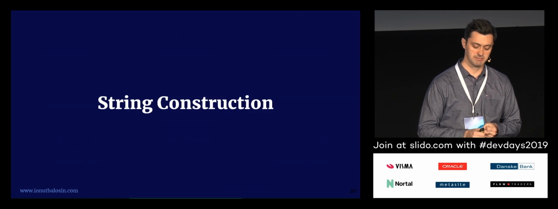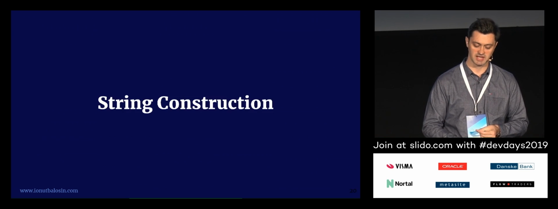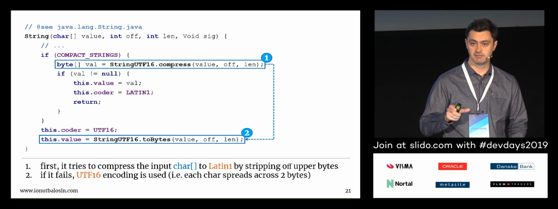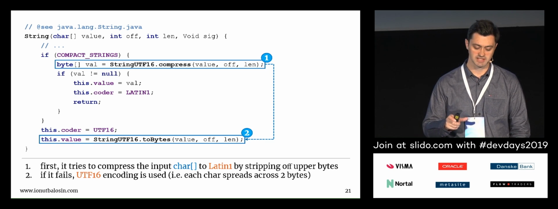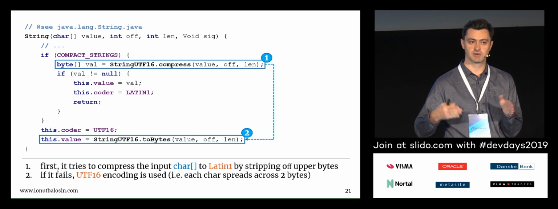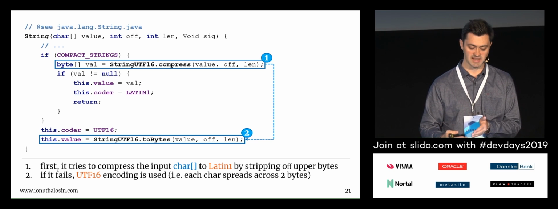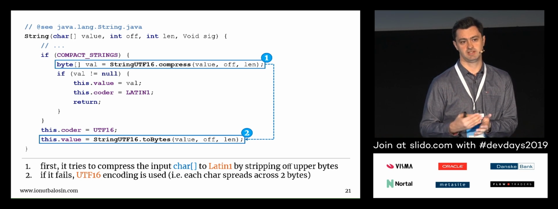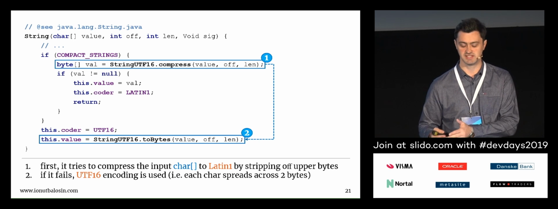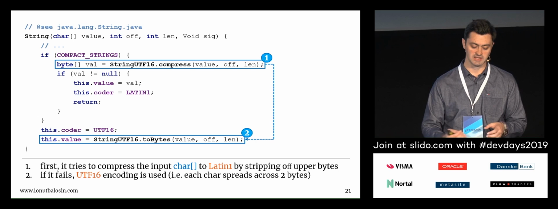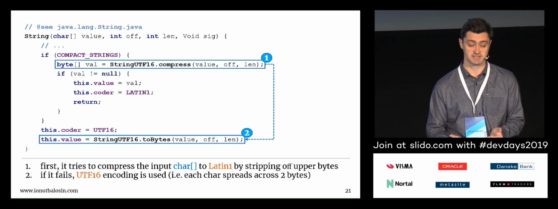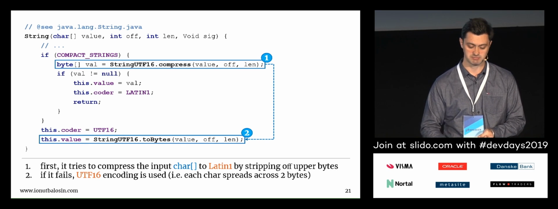An interesting example is how the string is constructed under the hood. This is a method from the JDK, from the Java String.java source class, and you can see here that by default, the compact scheme is enabled. So every time you try to create a string, it tries to compress it. It's the one marked with 1, and if it fails, which means there is at least one UTF-16 character, it falls back and uses UTF-16. But by default, it tries to compress because it's obvious that it tries to save space.